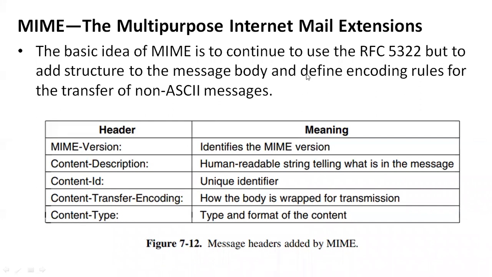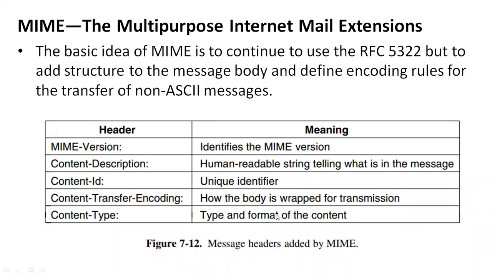Okay, so let us look at the message headers which are added by MIME. Here the header elements are MIME version, which is going to identify the MIME version. The next field is content description, which is a human readable string or text that provides a short description about the message. Content ID refers to a unique identifier which can be used to refer to the message itself.